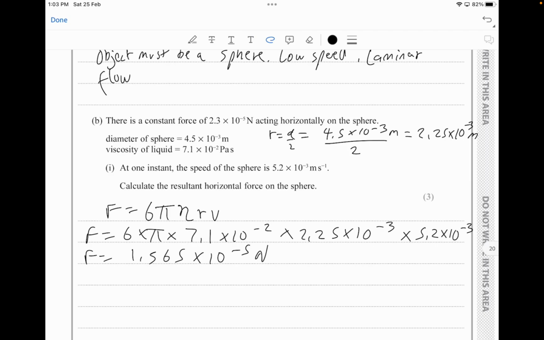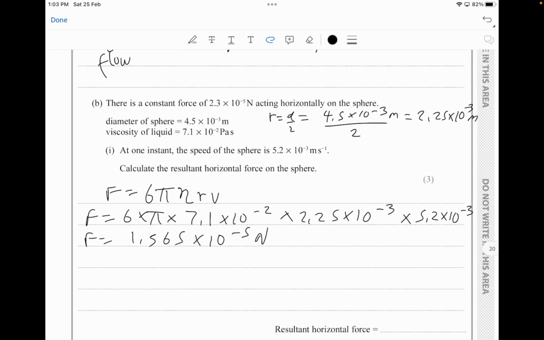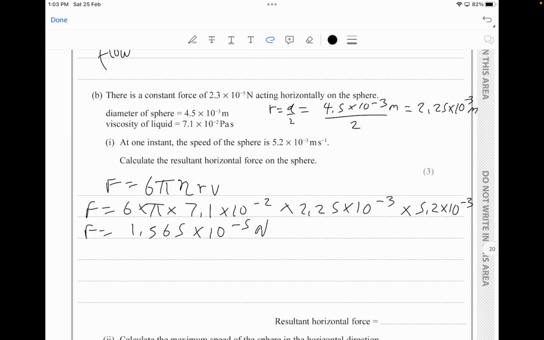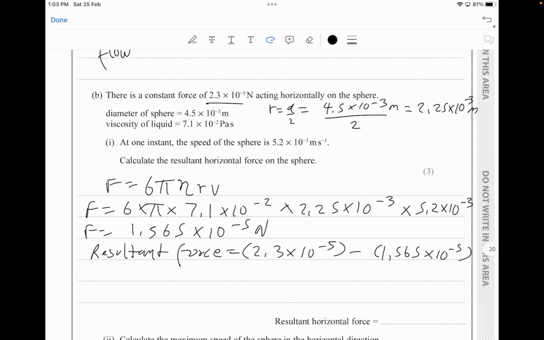So now the resultant force in this case, since we know at the top, if you scroll up, there's a constant force. So what we're going to do is the resultant force is going to become equivalent to 2.3 times 10 raised to the power negative 5. You're going to subtract that with 1.565 times 10 raised to the power negative 5 newtons. So this is going to give us a resultant force of about 2.3 times 10 raised to the power negative 5, subtract 1.565 times 10 raised to the power negative 5. This is going to give us a value of about 7.35 times 10 raised to the power negative 6 newtons.